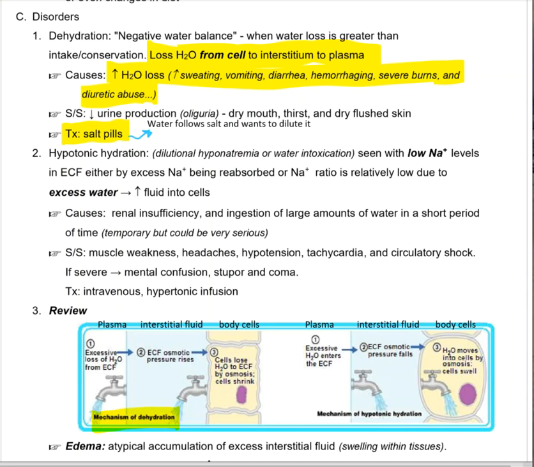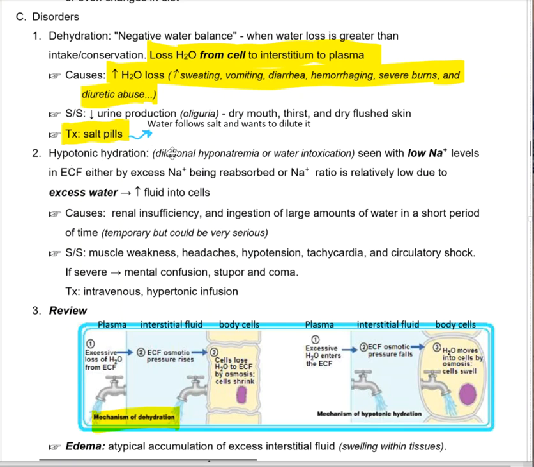All right, so now I want to talk about kind of the opposite of dehydration, and this is called hypotonic hydration, right? So hypotonic is where you have a lot of water and little sodium.